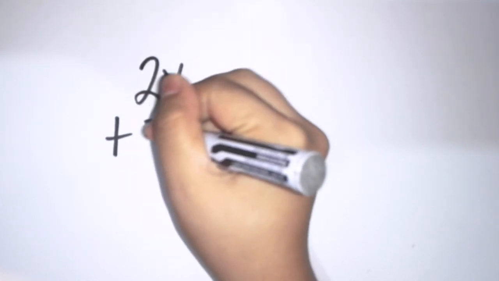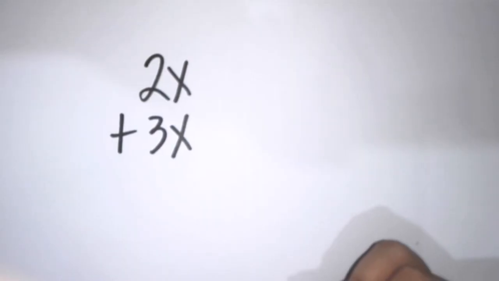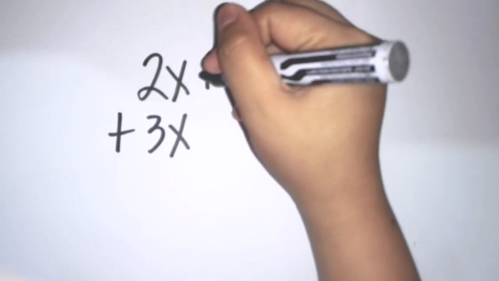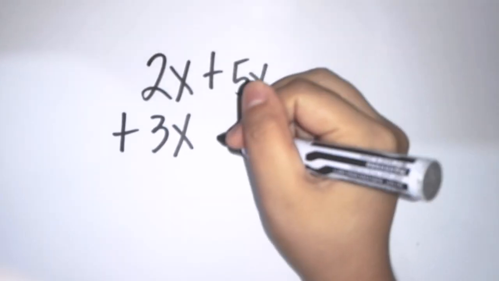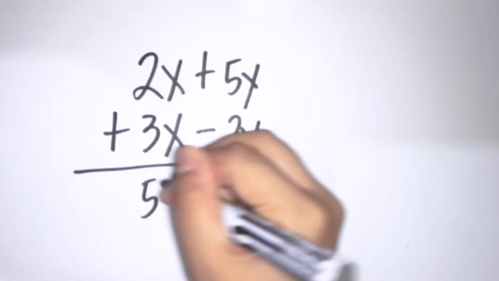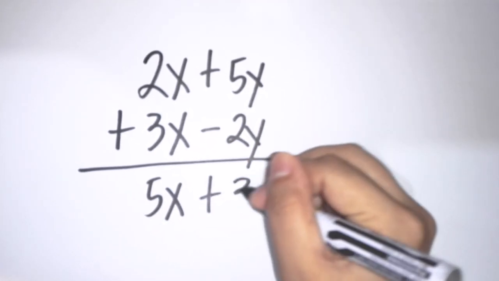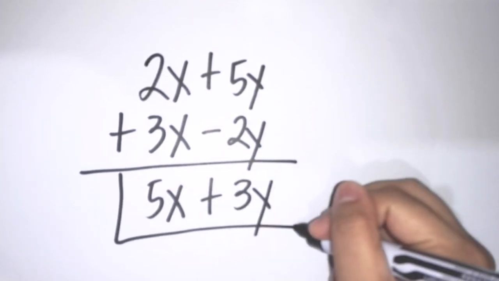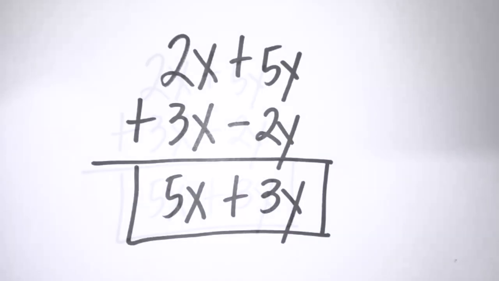Let's put each variable in its own column. In this case, the first column will be the x column. And the second column will be the y column. Notice how we got the same answer vertically as we solved it horizontally?